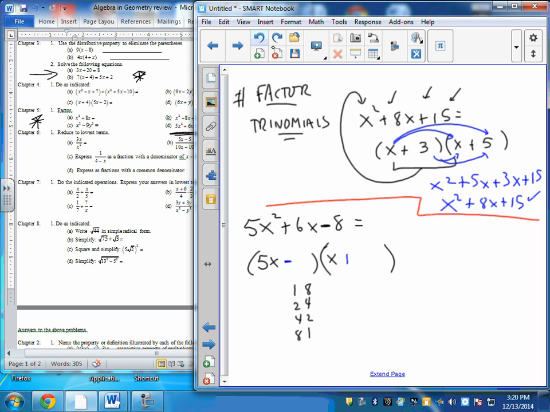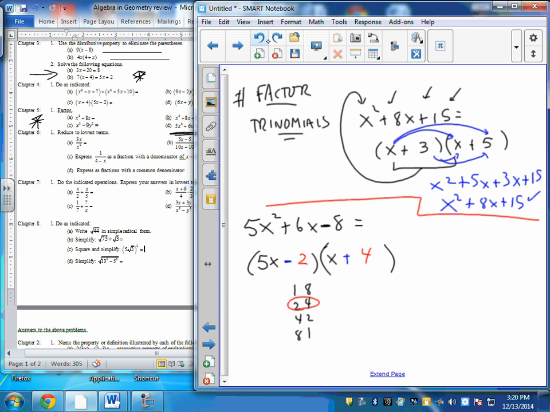Instead of 1, 8, let's try 2, 4. Okay, so we'll try a 2, 4 because that's the second pair that could fit in there. And again, we know the first work. There's your 5x squared. We know the last work. So that's the negative 2 times 4 is negative 8. So that's okay. We just have to check this middle term. So let's see.